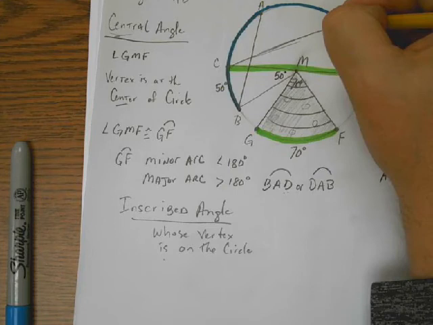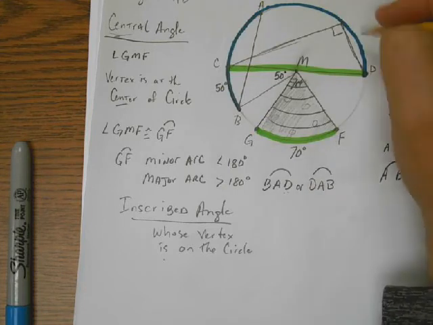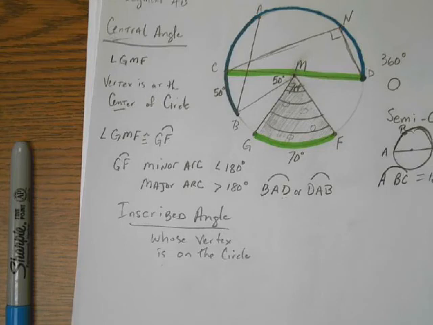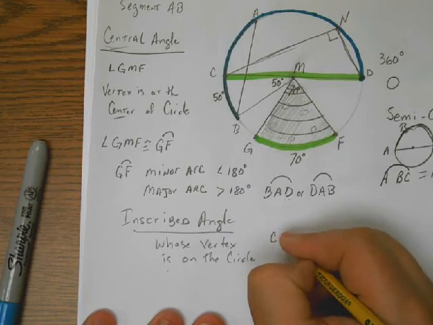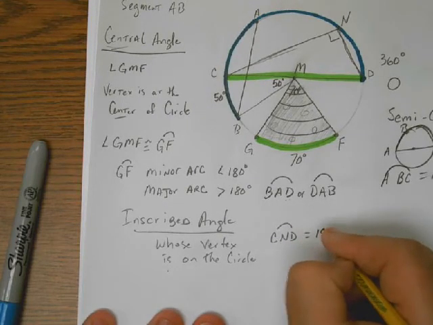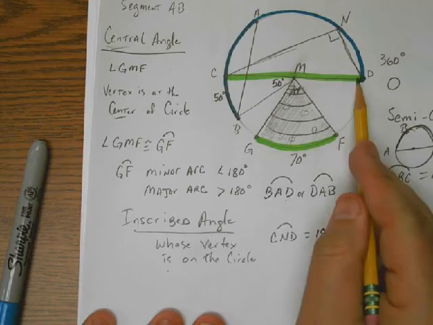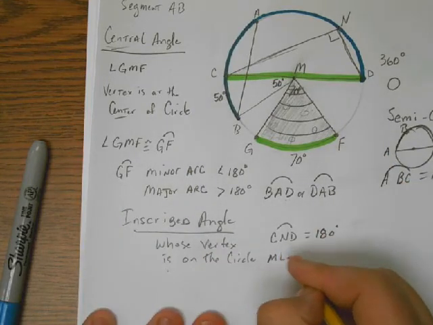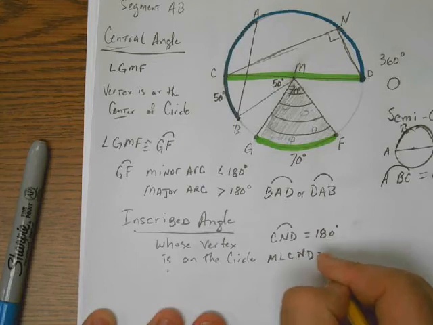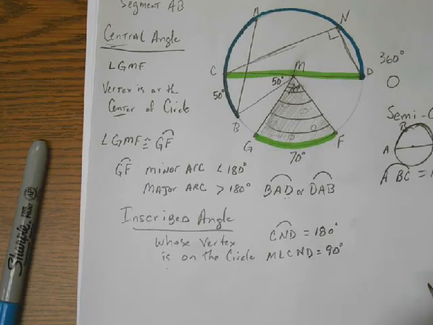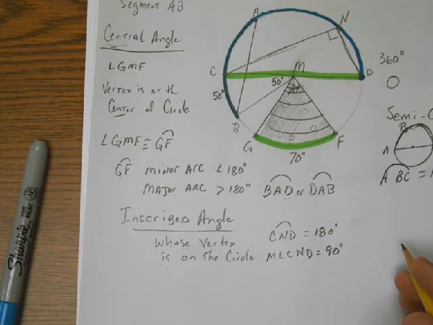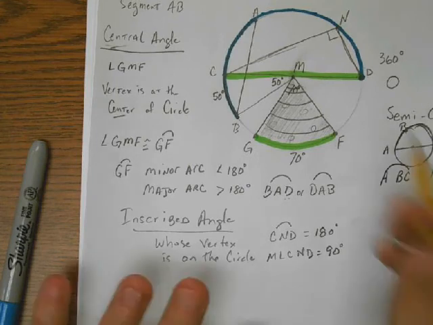Okay? Let's put a letter on this. What letter haven't I used? Let's go N. Okay, and so we have arc C and D we know is equal to 180 degrees. But angle C and D is only equal to 90. That is always the case. The measure of the inscribed angle is half of its intercepted arc. Always, always, always. Okay?